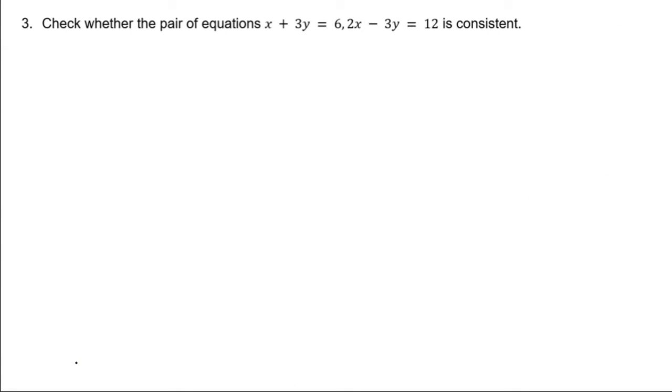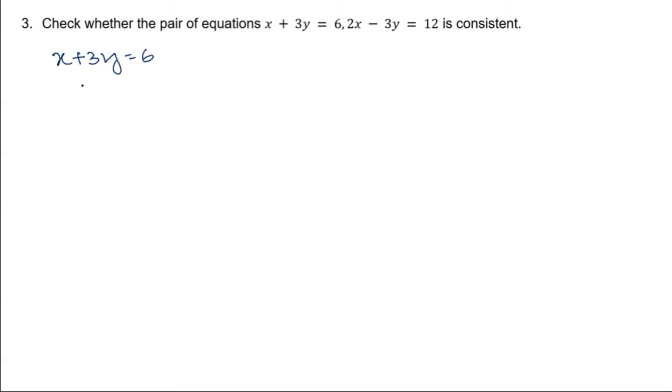Question number 3. Check whether the pair of equations x plus 3y equal to 6, 2x minus 3y equal to 12 is consistent. This is a question related to pair of linear equations in two variables. We have learned the condition for consistency or non-consistency. For that, we require the ratio of the coefficients and the constants. Let's do that. The equations given are to be written first.